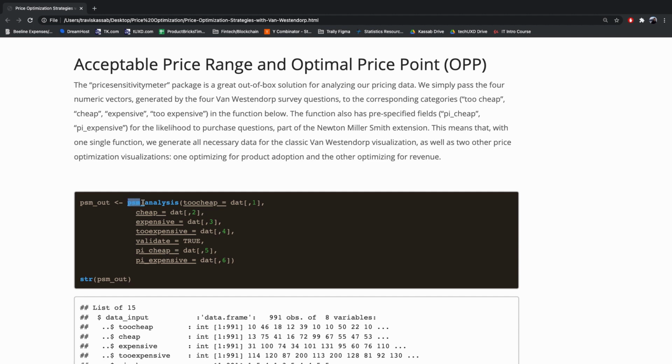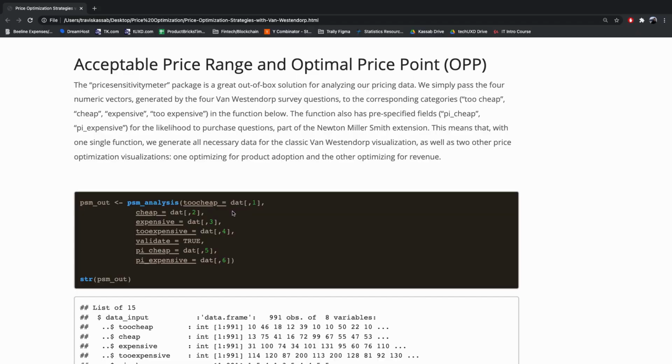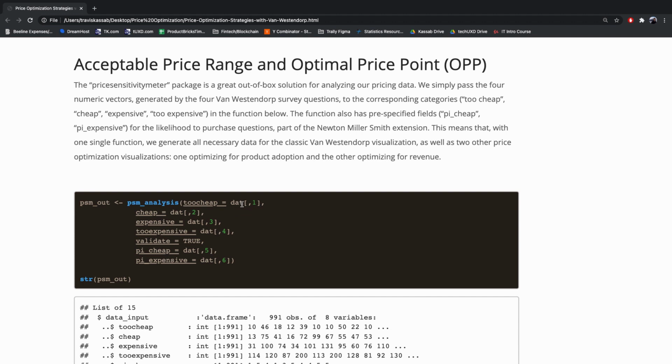You pass the data to one function, and it creates an R object that is all the output that you need for the rest of our analyses and visualizations. You can imagine the questions that I showed you above as vectors or columns in an Excel file. And I'm passing each of these vectors to their corresponding variables. The too_cheap, this is question 1, right? Vector here. Question 2, question 3, question 4.